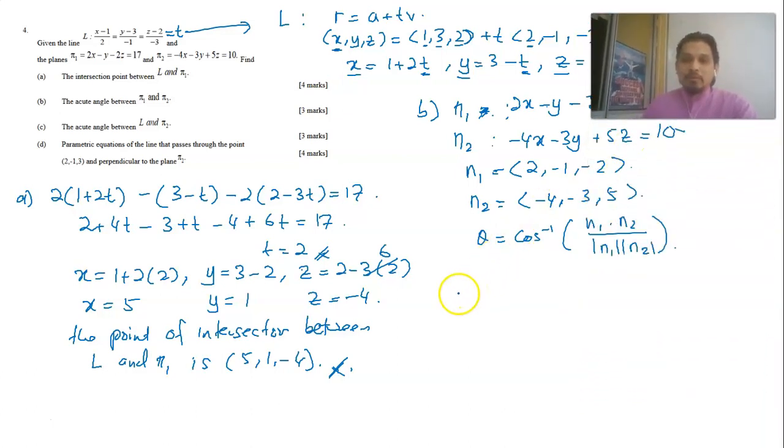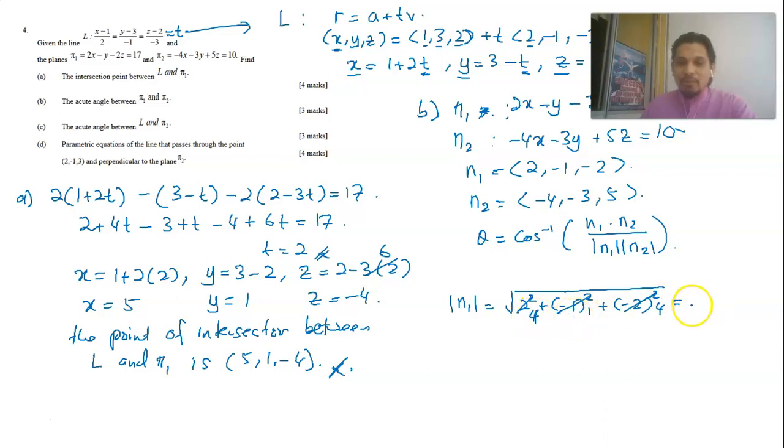So we are going to find modulus of n1, which is square root of 2 square plus negative 1 square plus negative 2 square. 2 square equal to 4. 1 square is 1. Negative 2 square equal to 4. 4 plus 4 equal to 8 plus 1 equal to 9. Square root of 9 equal to 3. Okay. And then modulus of n2.